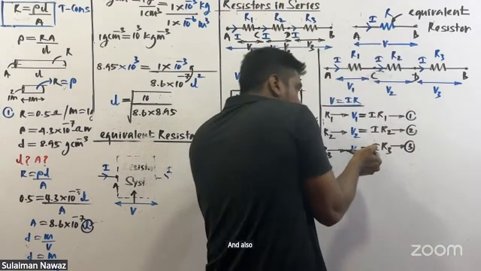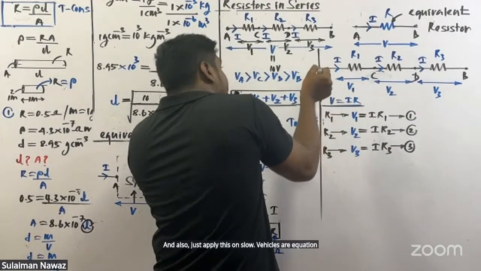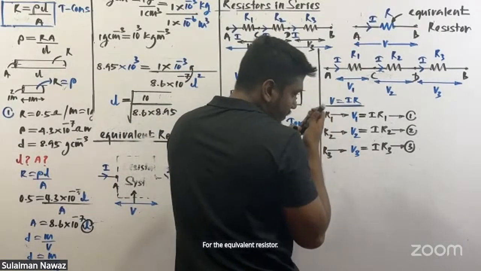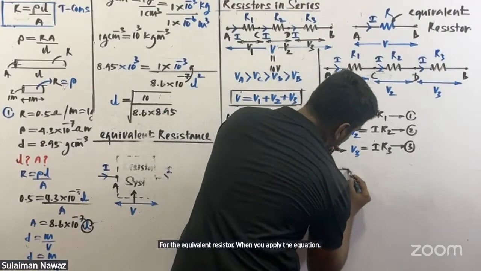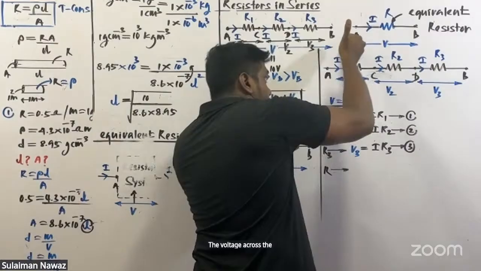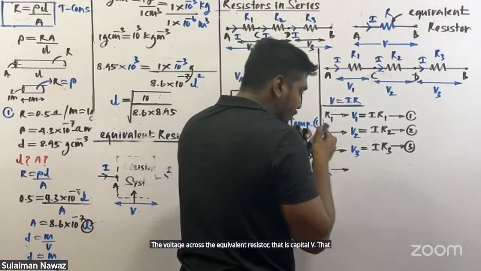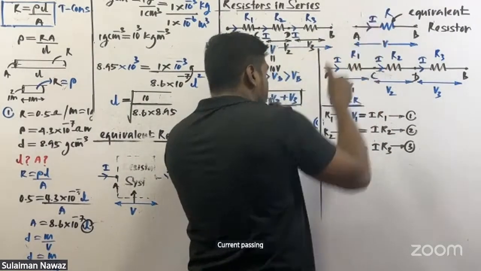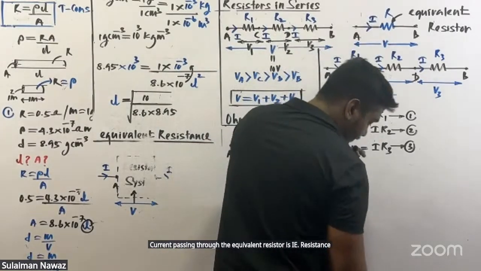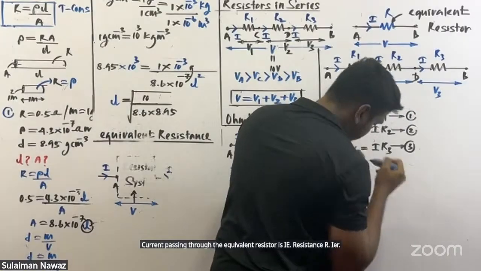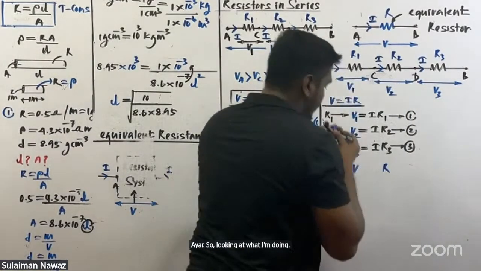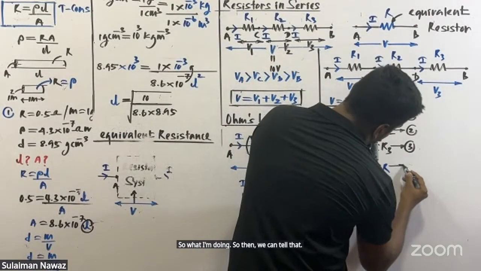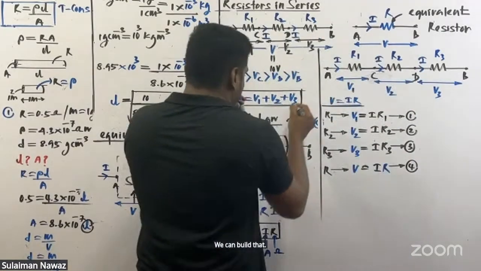And also apply Ohm's law, V equals IR, for the equivalent resistor. The voltage across the equivalent resistor, that is capital V, must be equal to the current passing through the equivalent resistor, I, times the resistance R, so V equals IR. I take this as equation 4.